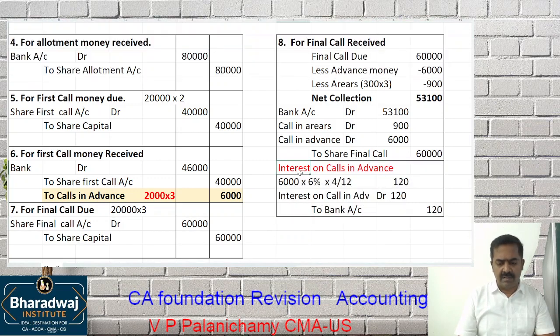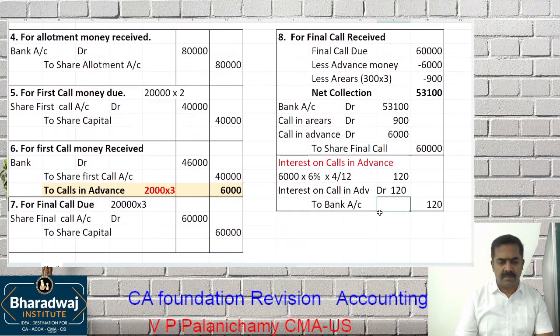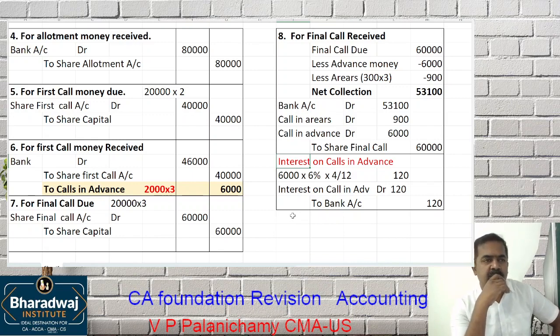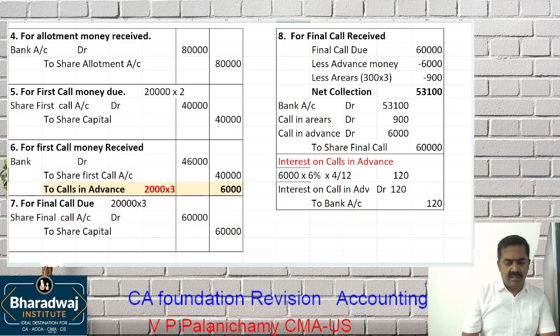Any doubt in the calculation? 6,000, 6%, we have to pay for how many months? 4 months. Any doubt in the calculation? 4 months, this calculation, any doubt in it?